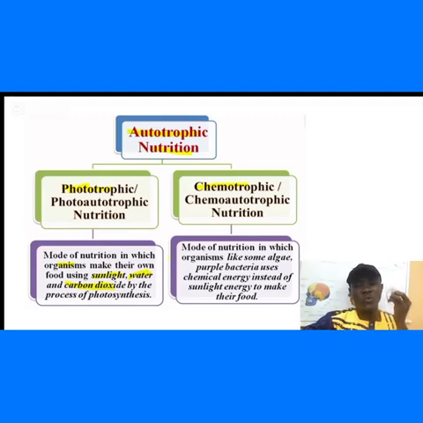The chemotrophic, as we have it on the slide, is the mode of nutrition in which organisms like sulfur algae and purple bacteria use chemicals instead of sunlight to make their own food. They use chemicals like H2S, hydrogen sulfide, which they can convert into organic substances.